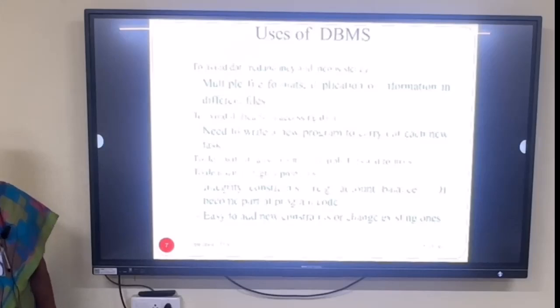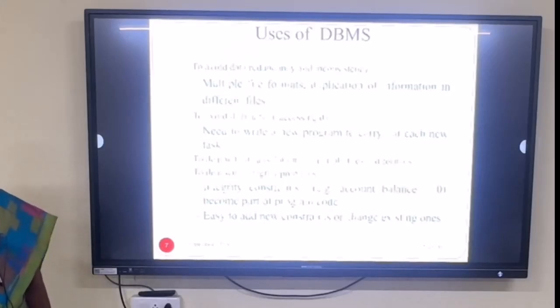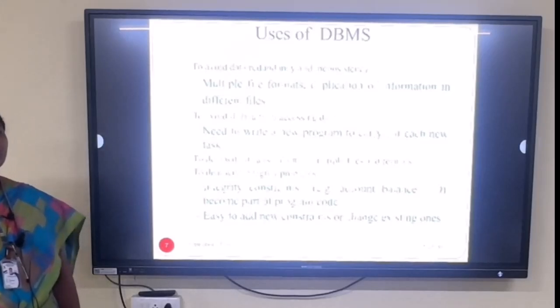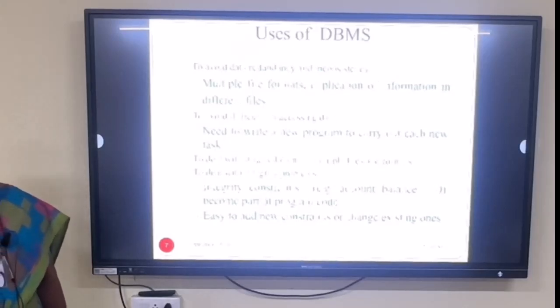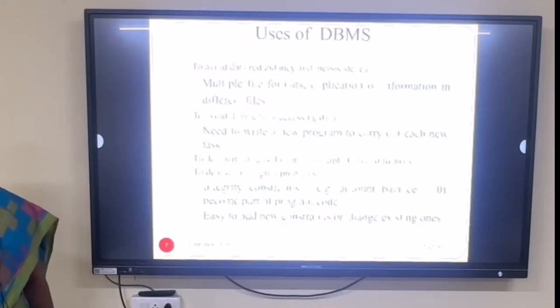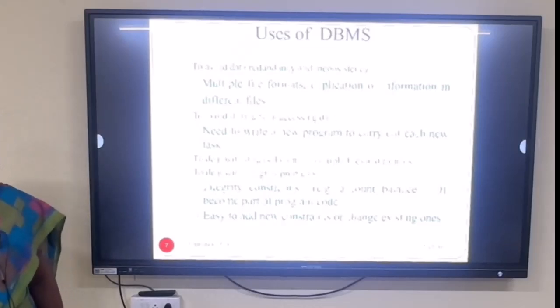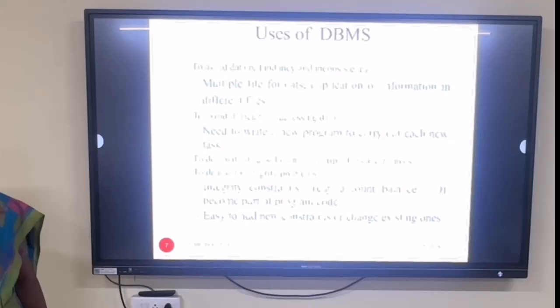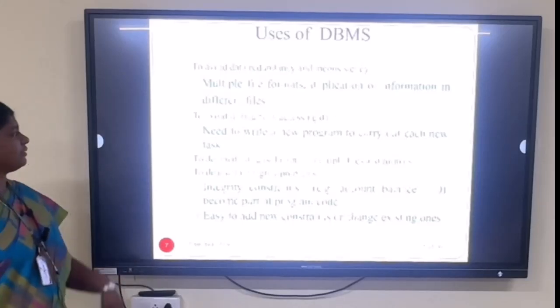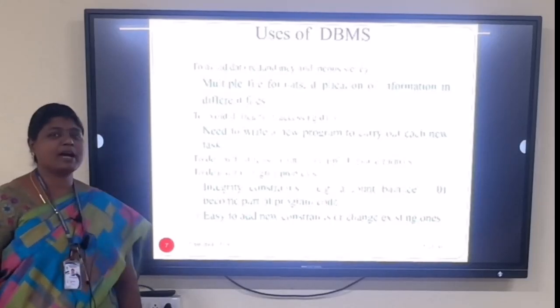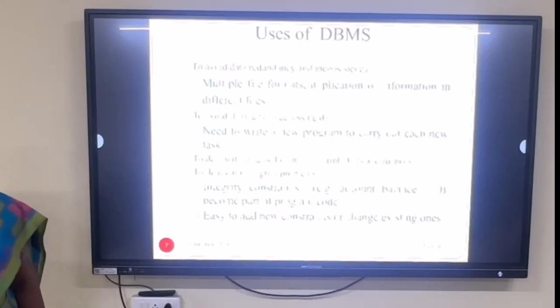To avoid difficulty in accessing the data: whenever we store files in Excel, we are in trouble retrieving the data, because if we don't know the file name, we may not be able to retrieve it. But in a database, the data is stored in a structured manner, so the retrieval process will be very easy.